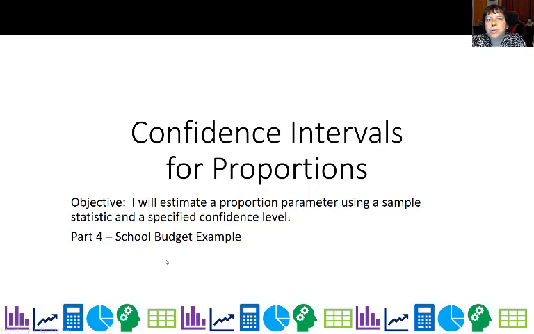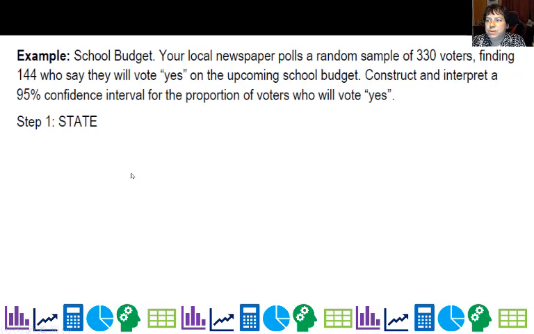Now let's go ahead and do all four steps for a problem. Our example is a school budget. Your local paper polls a random sample of 330 voters, finding 144 who say they will vote yes on the upcoming school budget, and they want you to construct a 95% confidence interval for the proportion of voters who will vote yes.